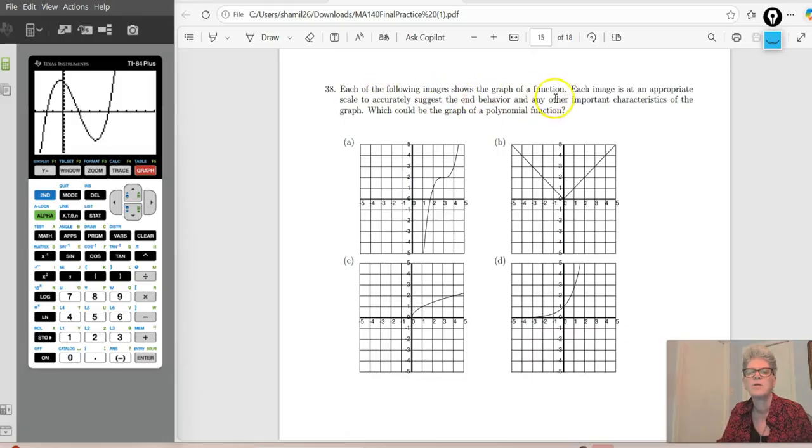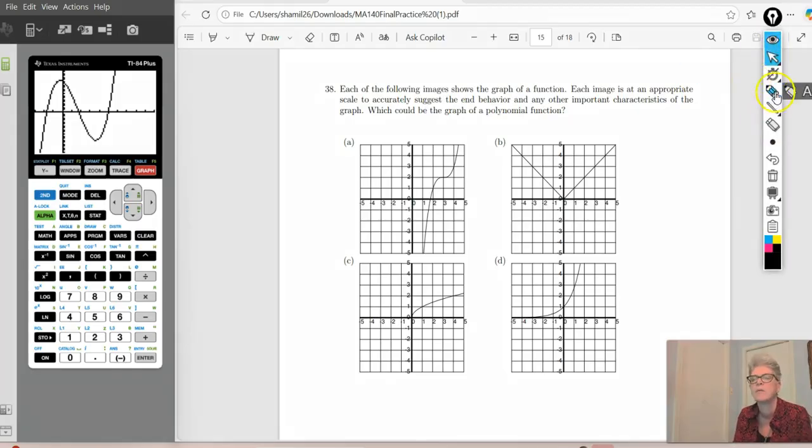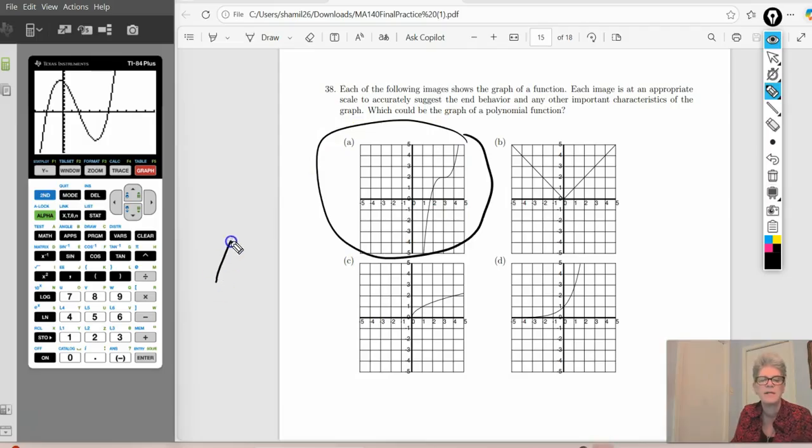Each of the following images shows a graph of a function. Which could be the graph of a polynomial function? Okay, well, it's going to be that one because we should be able to see it's the graph of x cubed shifted. Okay, but this one is not because it has a corner. This one's not. That looks like the graph of an x squared function. This one's not. In fact, it is the graph of f of x is the square root of x.